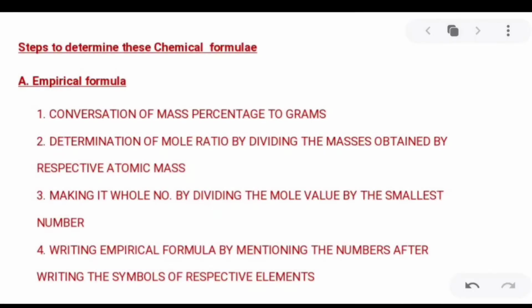So we will first determine the empirical formula, and then with the help of the empirical formula we will calculate the molecular formula. The first step in doing this is to convert the mass percentage to gram. For our convenience we'll take the mass of the compound as 100 and then directly write the mass percentage as gram. For example, if we are taking H2O and the mass percentage of oxygen is 40%, so if we take the mass of the H2O as 100 gram, the mass of oxygen will be 40 gram. Now the next step.